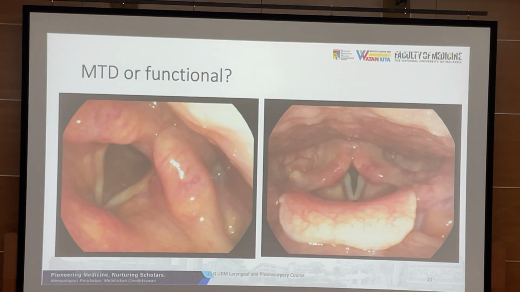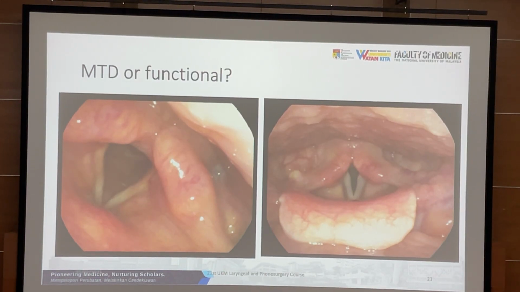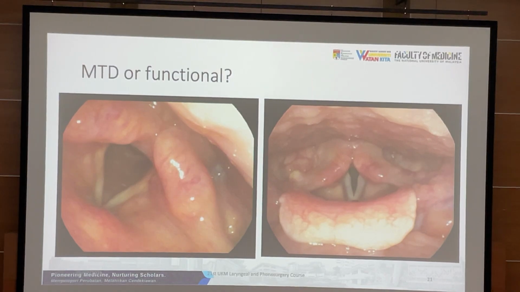So now this slide shows how video stroboscopy may help to differentiate between muscle tension dysphonia and functional. I'm not going to tell you the diagnosis yet. I'm going to show you the video, observe and tell me which one is MTD, muscle tension dysphonia, and which one is functional. Both patients have hoarseness, different patients though. This is the first video.